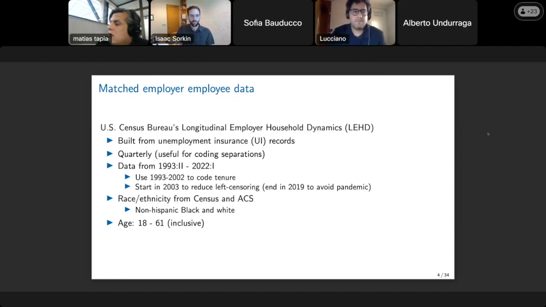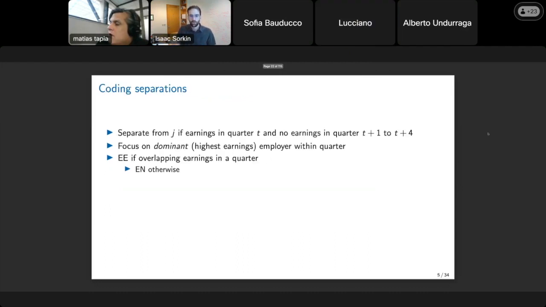Okay. So we have matched employee data. In terms of coding separations, you separate from employer J if you have earnings from employer J in quarter T and no earnings from employer J in quarters T+1 to T+4. So I'm trying to get rid of recalls in seasonal employment. You're gone for a whole calendar year.